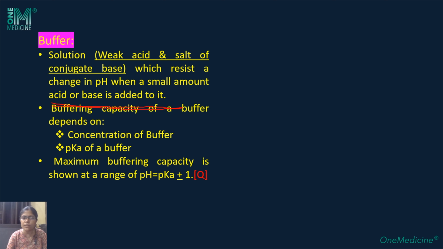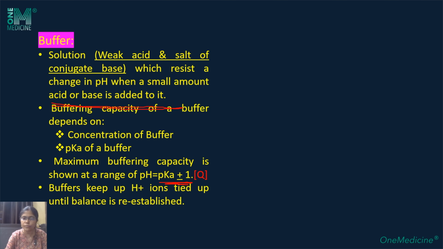Maximum buffering capacity is shown at a range of pH which lies between pKa plus minus 1. This is the pH range where the maximum buffering capacity of any solution is shown. Buffers keep H plus ions tied up until balance is re-established, so that the change in pH does not occur. So they keep the H plus ions tied up.